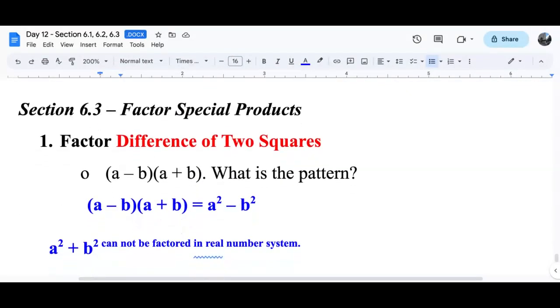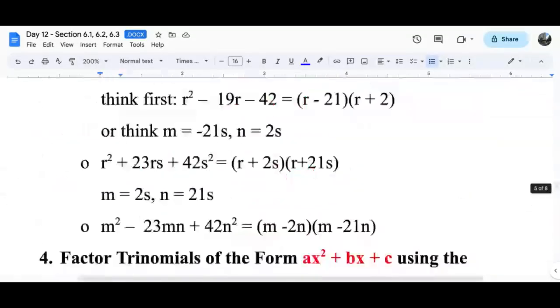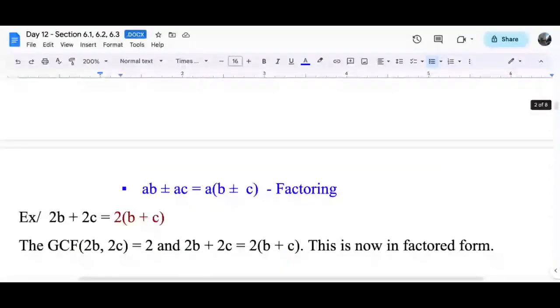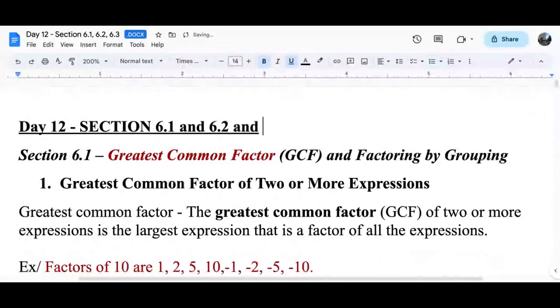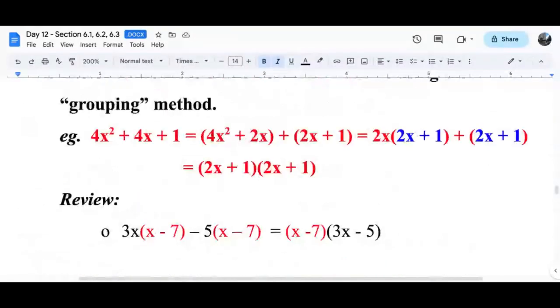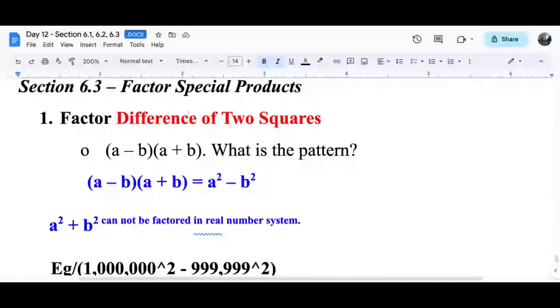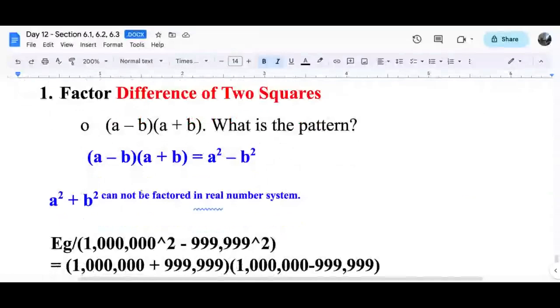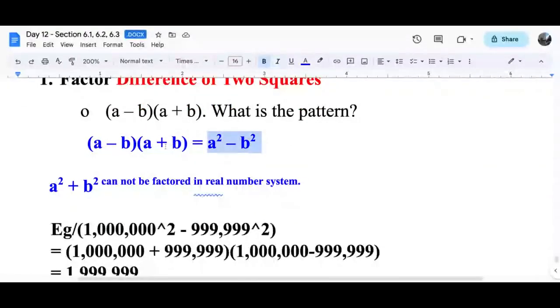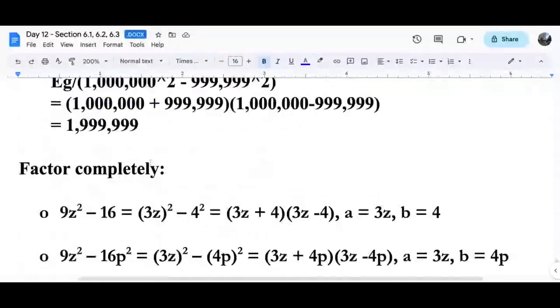Oh, this has another section, section 6.3. Okay, so I need to include 6.3. Section 6.3 is about some special factoring, like a difference of two squares, super important, right? A squared minus b squared can be factored as a minus b times a plus b. But if it's a plus, we cannot factor it.